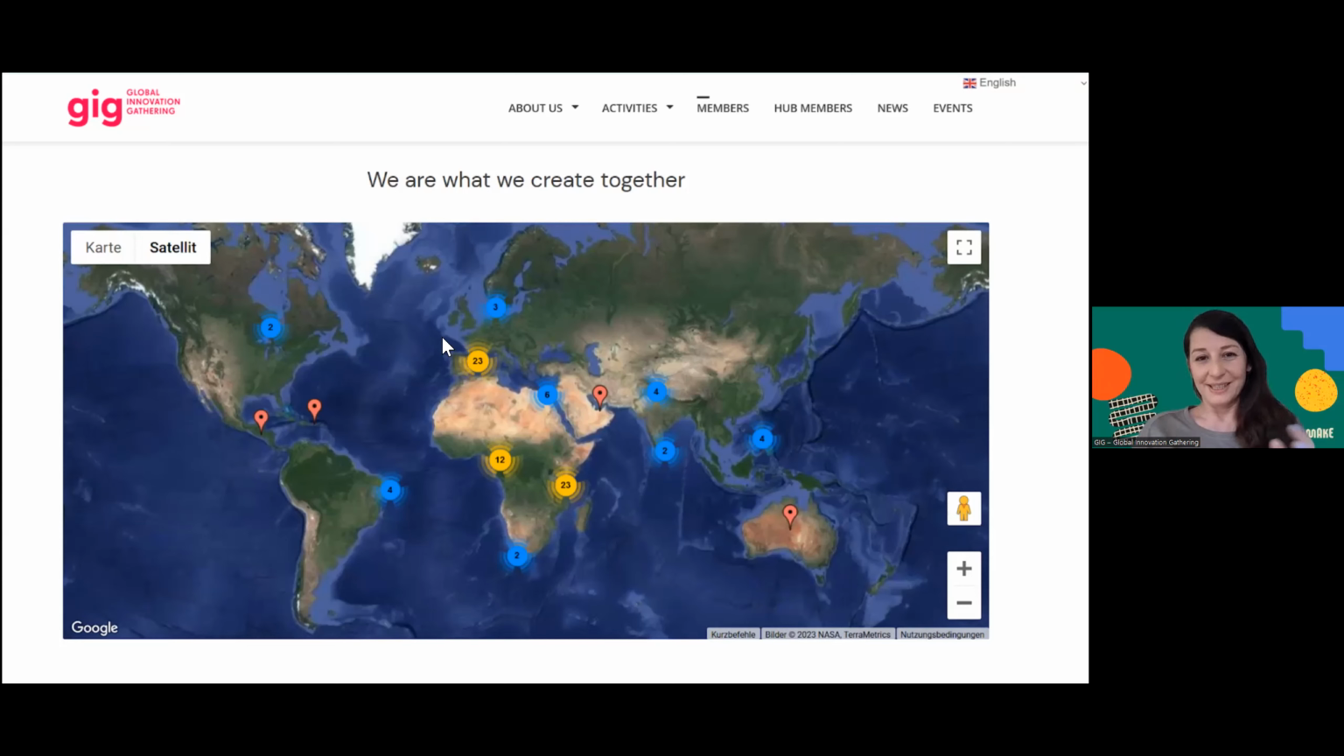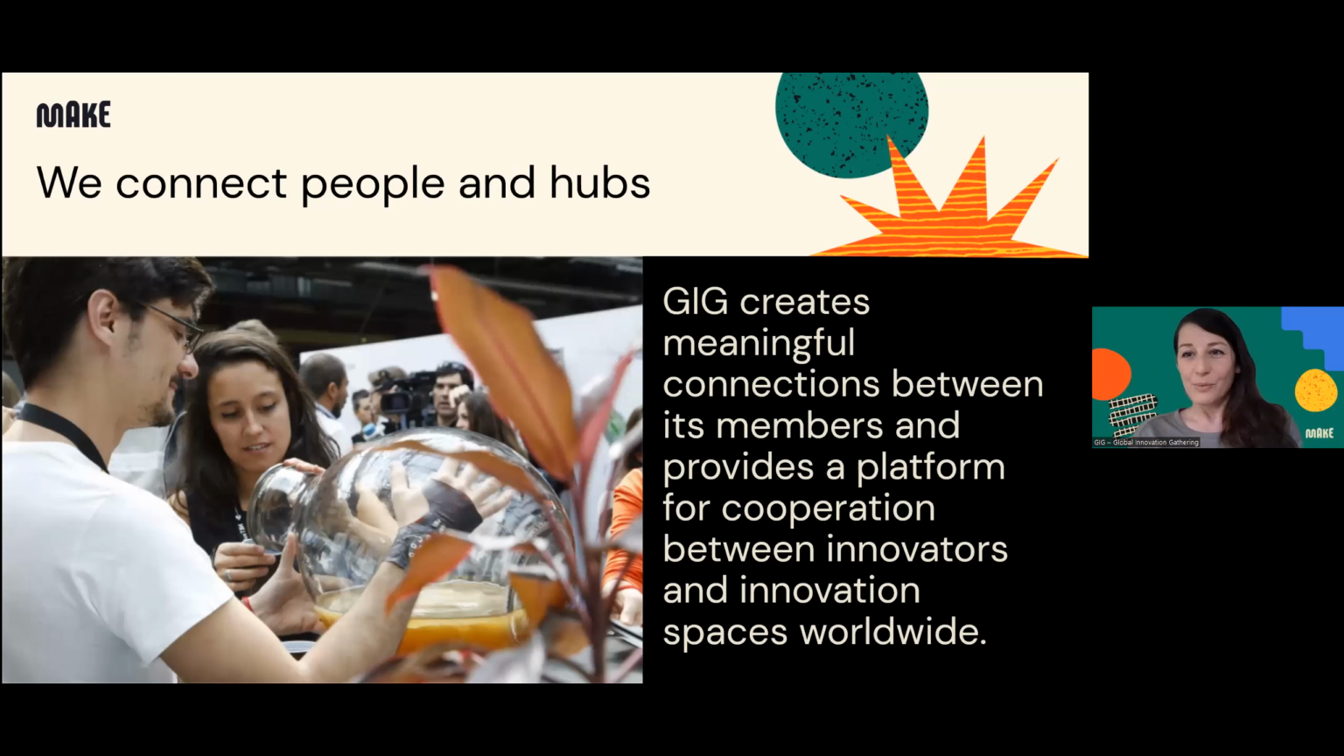We are a network that connects individuals of excellence, we say, so people who are the makers and innovators within those spaces, as well as the hubs themselves. What is really important to us is the focus on connecting people and creating meaningful connections between our members. So what GIG does is provide a platform for our members to share on a peer-to-peer level and talk about the things that matter to them, whether that's how to fund a space, how to open a space, what sort of programs to offer for certain target groups, or to talk about specific technologies and specific types of innovations. We offer a global platform for this kind of exchange.